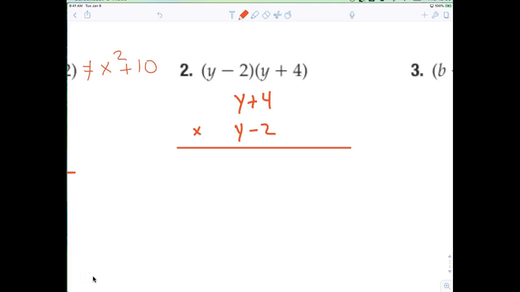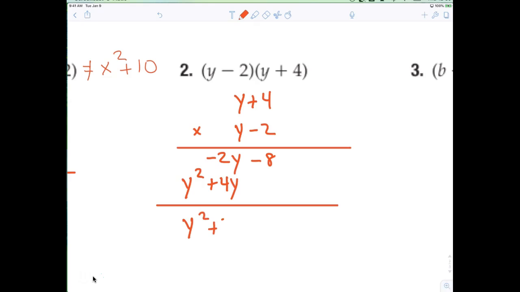Negative 2 times positive 4, negative 8. Negative 2 times y, negative 2y. y times 4, positive 4y. And then y times y is y squared. So your final answer is? Somebody? y squared plus 2y minus 8. Exactly right. y squared plus 2y minus 8. Everybody okay with that?